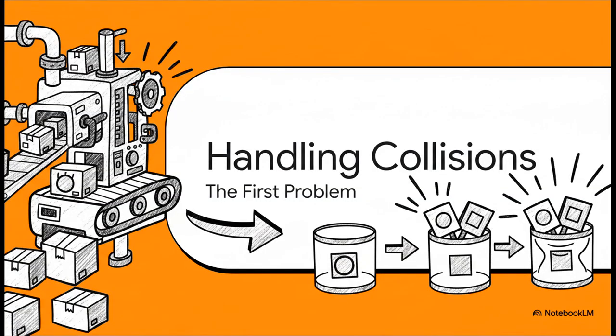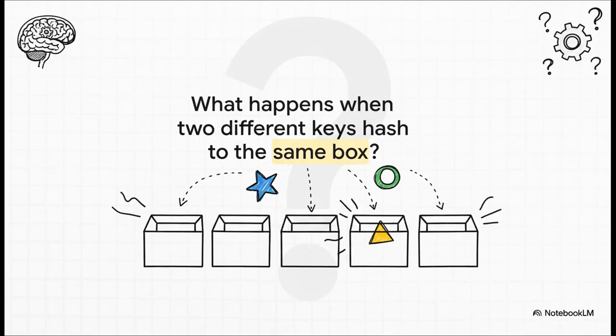And this right here brings us to the first major real-world problem. You see, our perfect little system assumes that the machine always gives a unique box number for every unique item. But, well, that's not always the case. Exactly. What do you do when you go to put your new item in box number 5, only to find there's already something else in there? This is probably the most critical challenge you have to solve when you're designing a hash table.